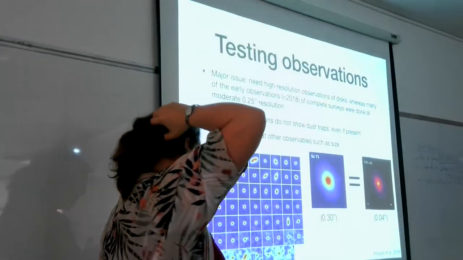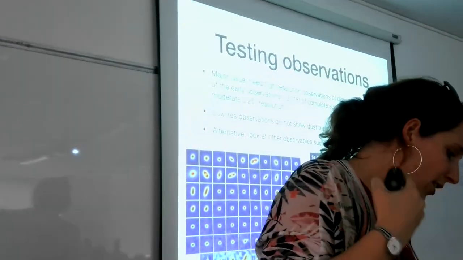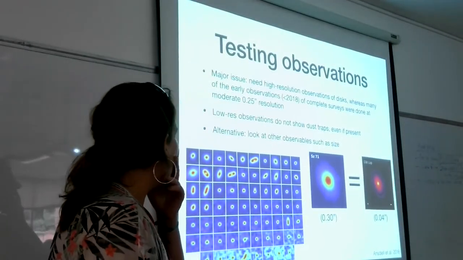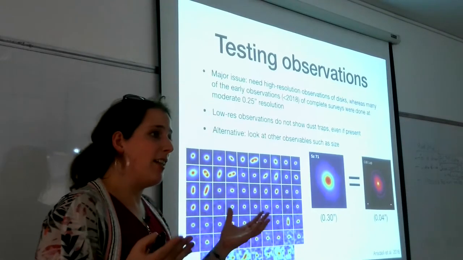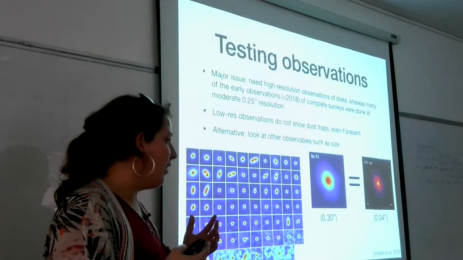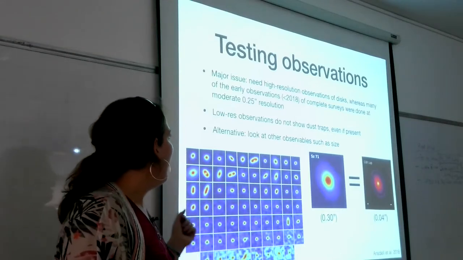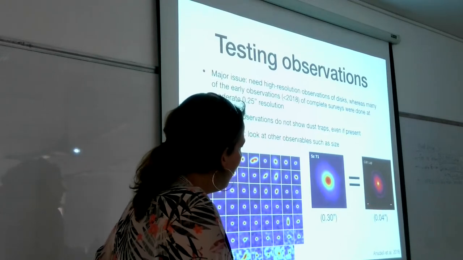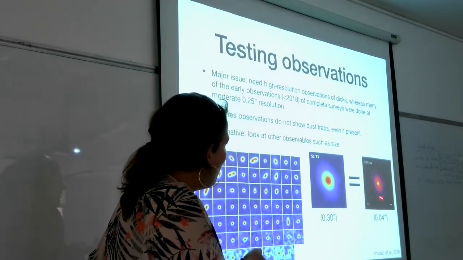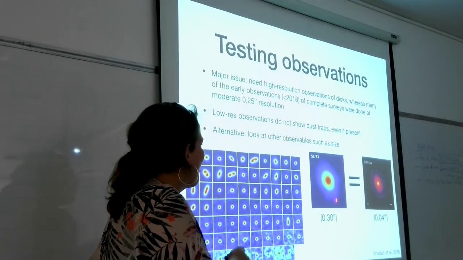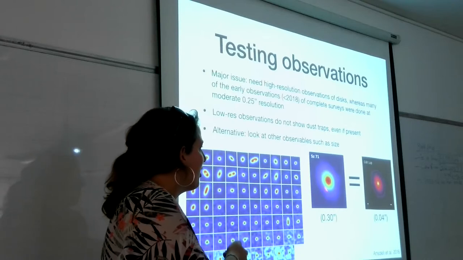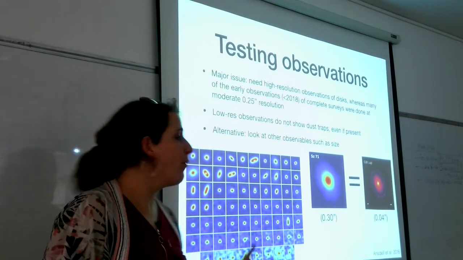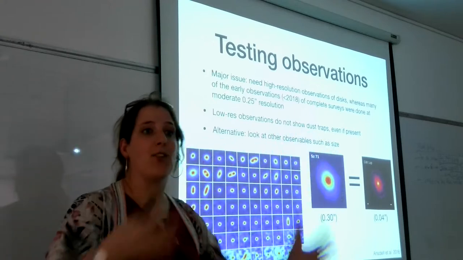So testing whether we have dust traps or radial drift is a little complicated. The reason is that in order to see a dust trap, you need high angular resolution. If you observe a disk with gaps and rings, like for example this one, at 0.04 arcseconds, you can see a gap, right? But if you observe the same disk, and these are observations of literally the same disk, at 0.3 arcseconds, then just from this image you cannot say whether or not a dust trap is there, or whether this is maybe just a disk early in the stage of radial drift.